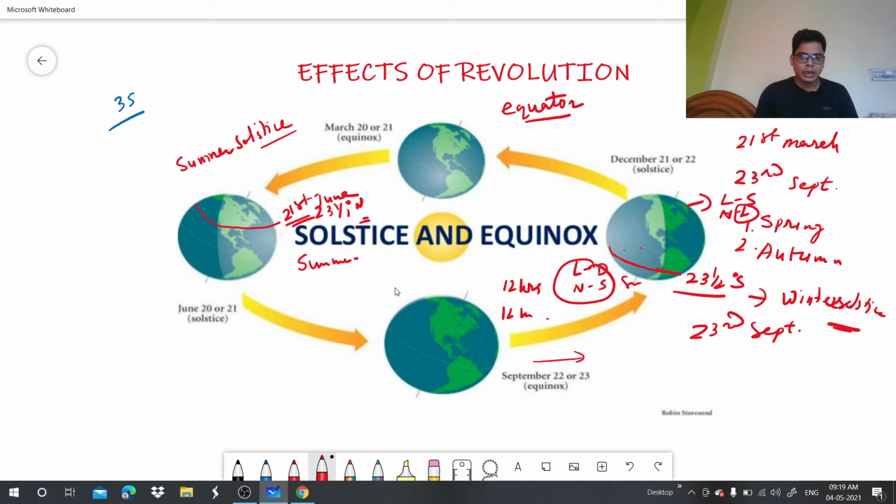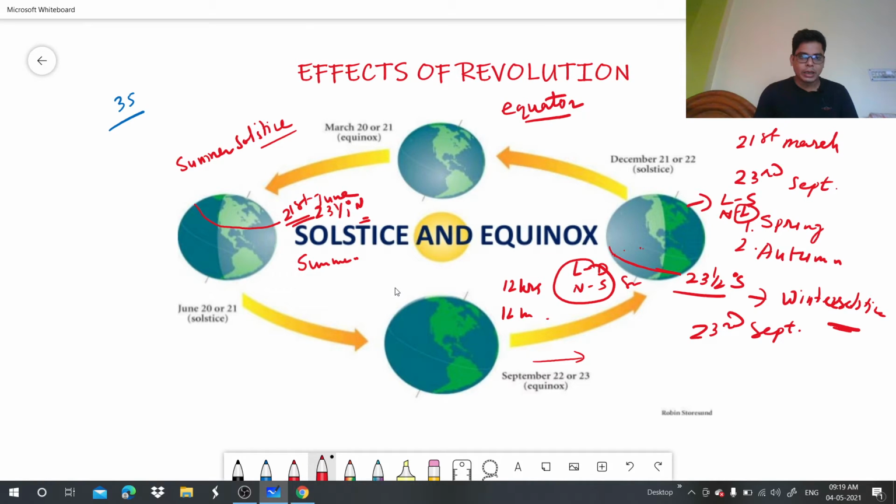On the second point, if we want to discuss, that is the length of the day and night. That is another factor. Due to this, when it is the 21st, the sunlight falls directly on the Tropic of Cancer, and there will be a 12-hour day and 12-hour night, but in the case of the solstice there is the longest day.